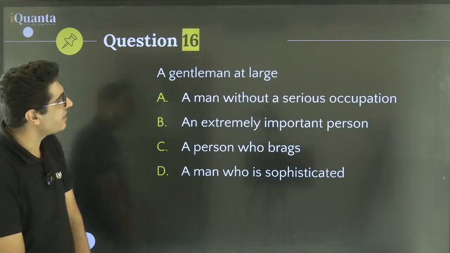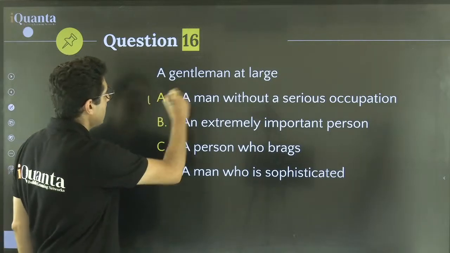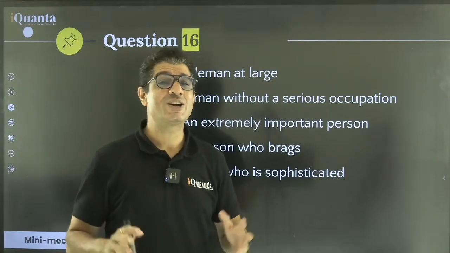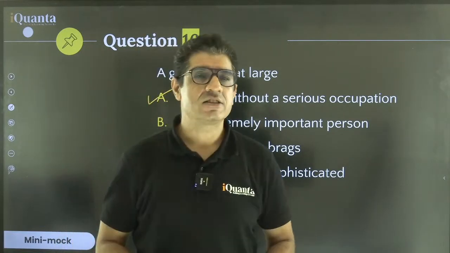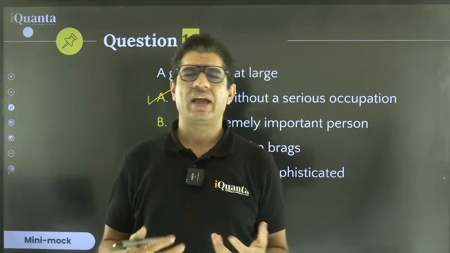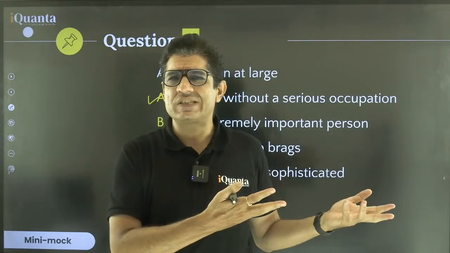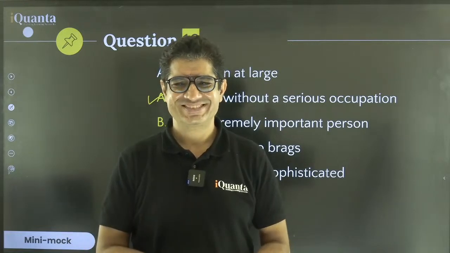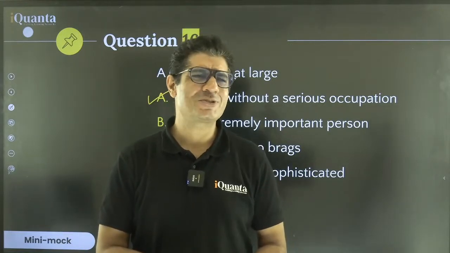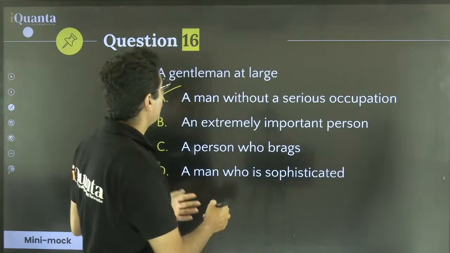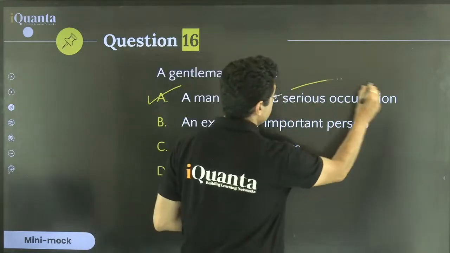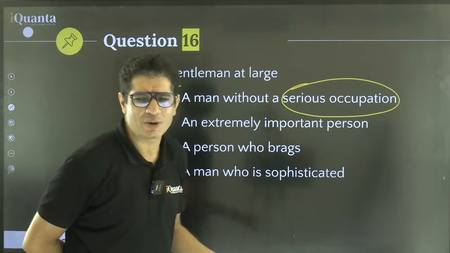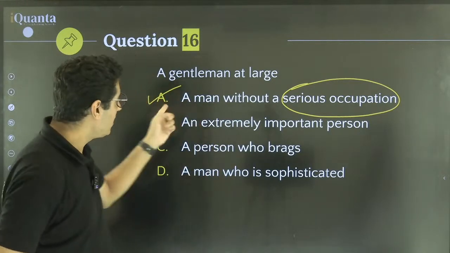Okay, so the correct answer here is A. A gentleman at large basically means a man without a job. So here is a sentence for you. Ever since he sold off his business, he is a gentleman at large. So basically a man who does not have a job. So the option that comes closest to it is a man without a serious occupation. So basically no serious job. So that is A.